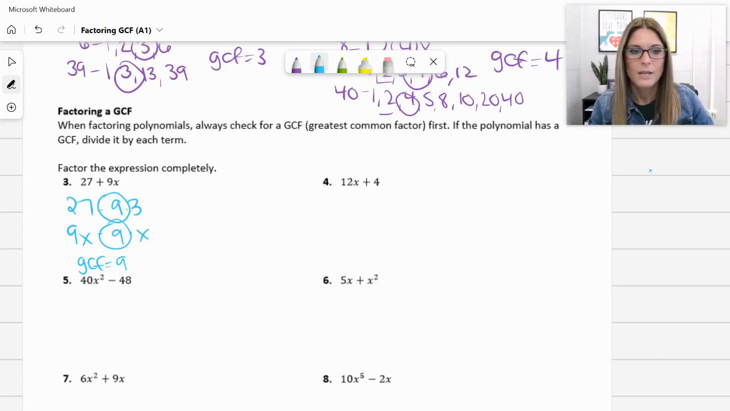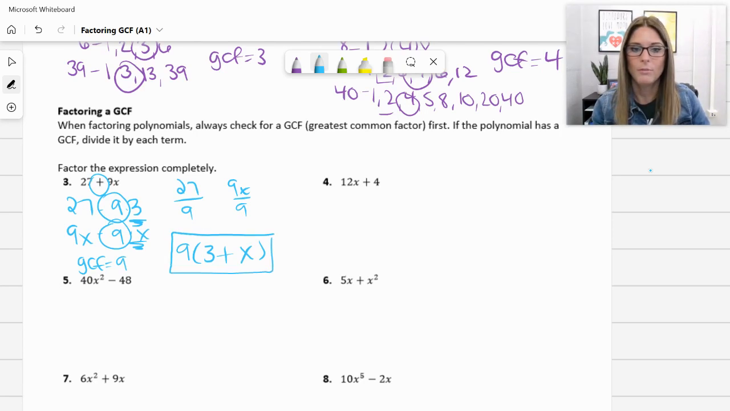So we are going to take 27 and divide it by 9, and we're going to take 9x and divide it by 9 to create our new factored polynomial. So put the 9 GCF in front and set up some parentheses. When you do 27 divided by 9, what do we have left? 3. Use the same sign. This is plus 3. Plus 9x divided by 9 leaves us with x. When you remove that GCF of 9, you have 3 plus x left over. So here is your factored form, removing that GCF: 9 times the quantity of 3 plus x.